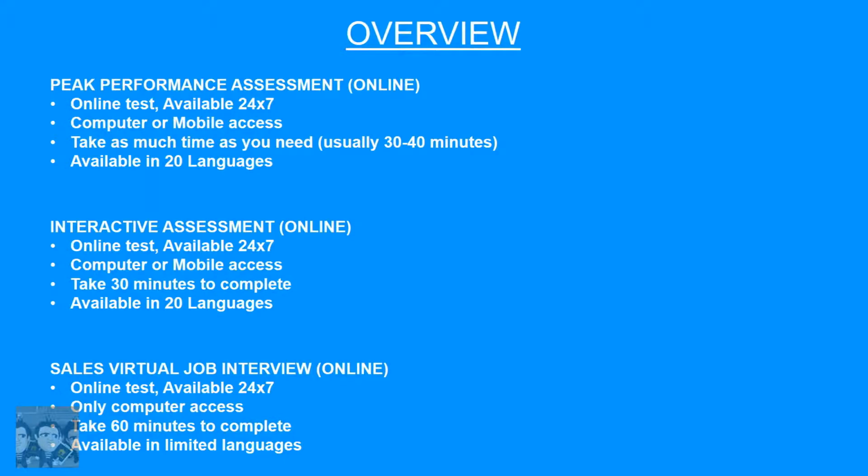Now let's go over the overview. So what is P&J online assessment? This assessment has three parts. It's a peak performance assessment, an interactive assessment, and sometimes if you have applied for sales kind of jobs, then you have to do sales virtual job interview. The peak performance assessment is an online assessment you can complete at any time you want, and you can access it from your computer, your mobile phone and even your tablets.